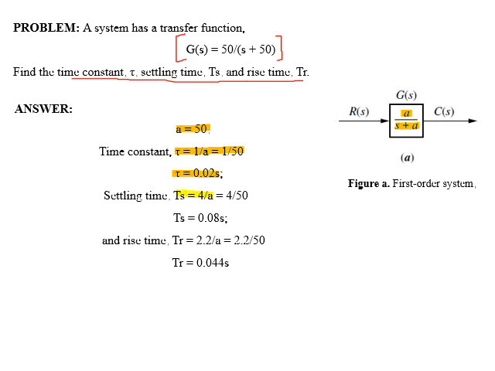Settling time is equal to 4 over a, or 4 over 50. So settling time will be equal to 0.08 seconds. And finally, rise time is equal to 2.2 divided by a, or 2.2 divided by 50. Here the rise time will be equal to 0.044 seconds.